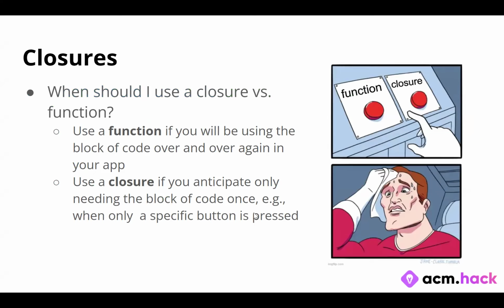You might be wondering, when should you use a closure versus a function? If you're expecting to use that block of code over and over again in your application, it is a good idea to use a function. This just makes it easier to reuse your code, and that way you don't have to copy and paste the same lines over and over again, which makes it cleaner. However, if you anticipate only using that block of code one time throughout your code, for example, when a specific button is pressed, then it could be a good idea to use a closure to simplify the syntax and make less writing, which is always good.